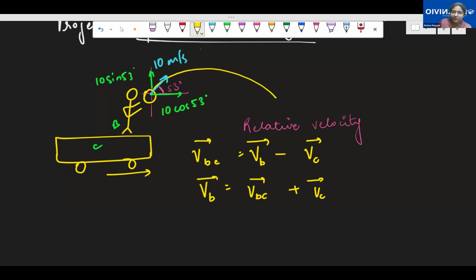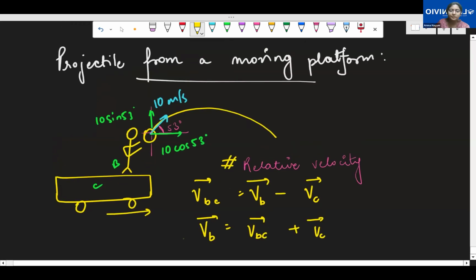If I don't know what's this 10 meter per second and all, you'll have to apply the relative velocities concept, that is with respect to A, with respect to B. You have to perform resolution of vectors. These are the two things that you'll have to cover. Fine? Okay, note this down.